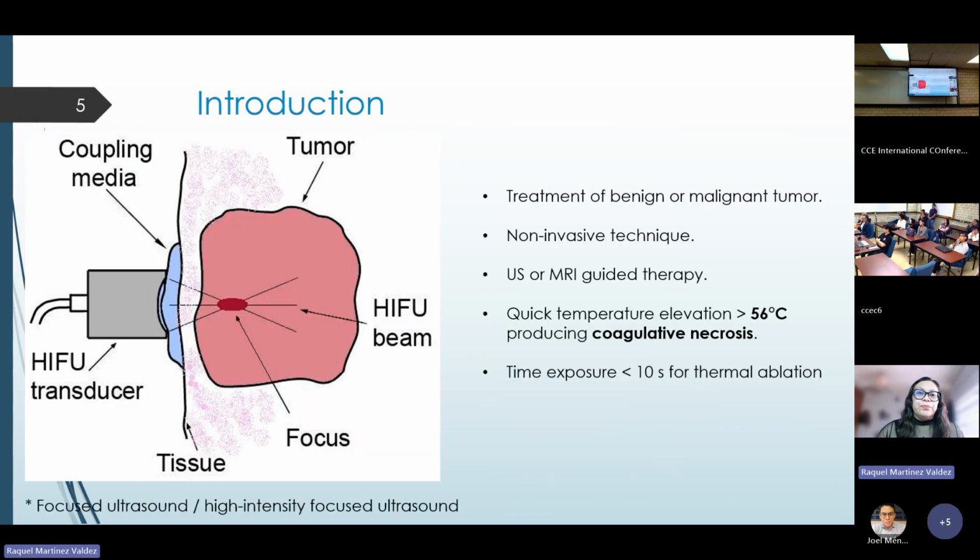This characteristic is an advantage for focused ultrasound for the treatment of benign or malignant tumors. It's a non-invasive technique that uses ultrasound or magnetic resonance imaging for planning and delivering the treatment. In the focal region, there's a quick temperature elevation over 56 Celsius, producing coagulative necrosis in short times.